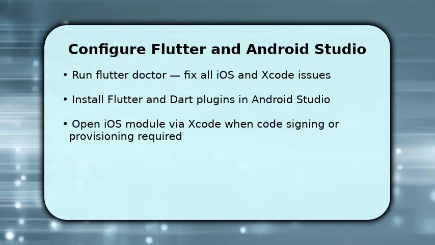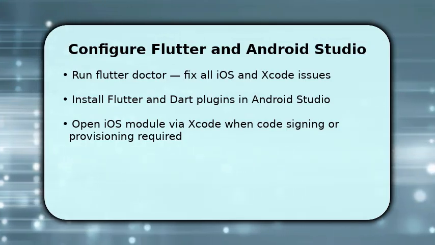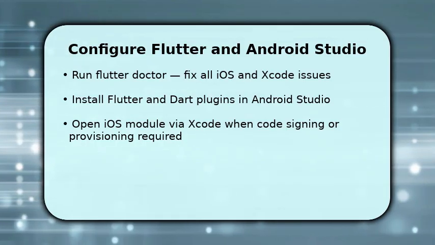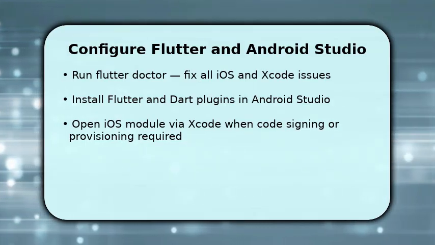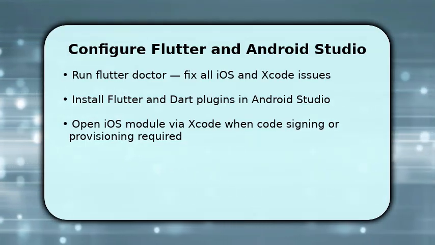For code signing or provisioning, open the iOS/Runner workspace in Xcode, select your team, and set automatic signing. This step prevents build failures. Once set, return to Android Studio.